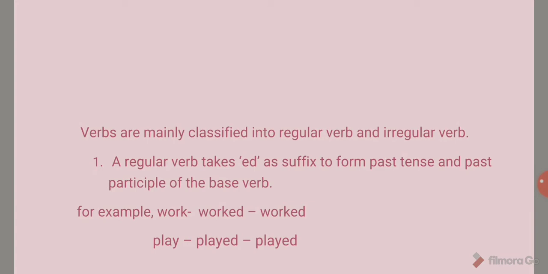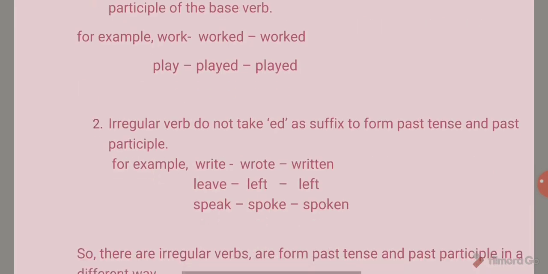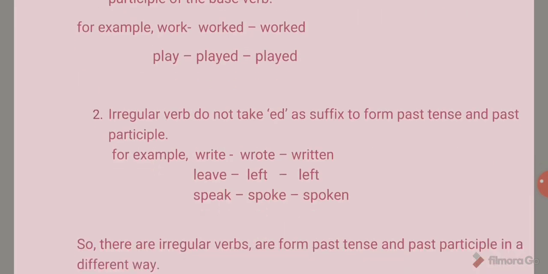So the verbs which are suffixed by ed are called regular verbs, and irregular verbs do not take ed, they take different forms. They change from the base form of the verb to past tense and past participle in a different way. For example, write is the base form and it changes to wrote in past tense and written in past participle.